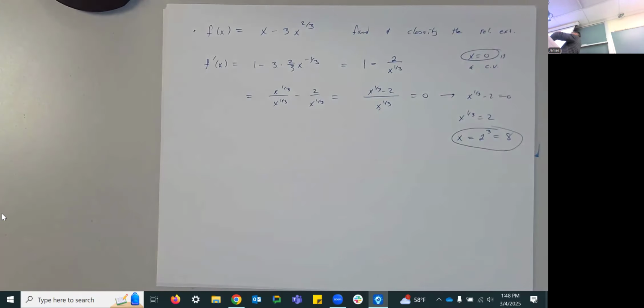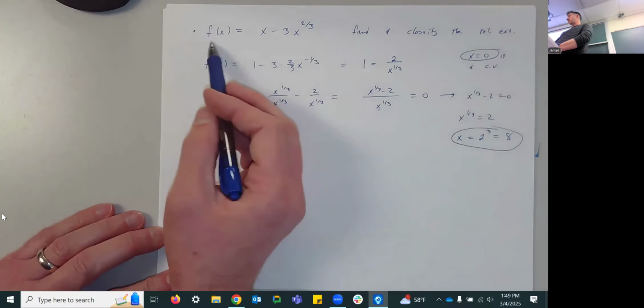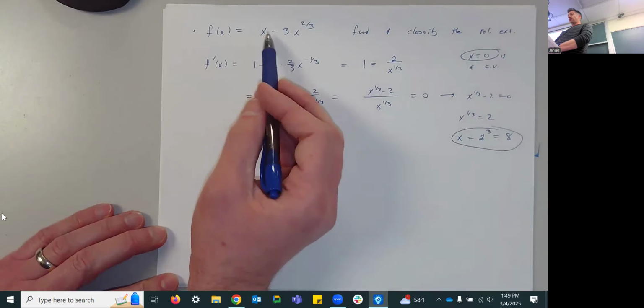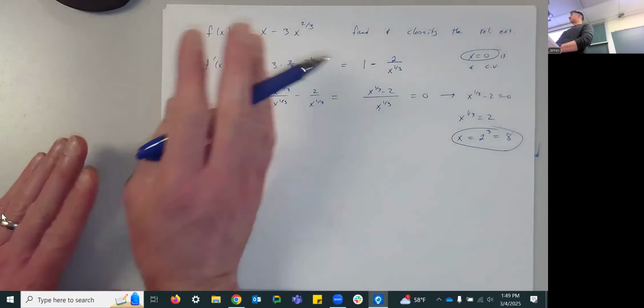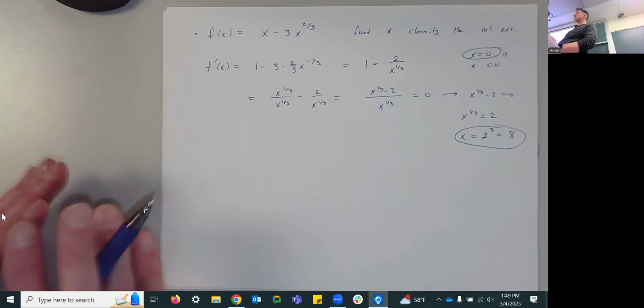Something worth mentioning, which we'll see in the next example. To be a true critical value, the value has to be in the domain of the original function. In other words, the function has to be defined. It hasn't been an issue so far, but it's going to be in the next problem. So, x equals 0 certainly is in the domain of the original function because f of 0 is 0 minus 0. It's defined. 0 to a positive power is safe. 0 to a negative power is not.